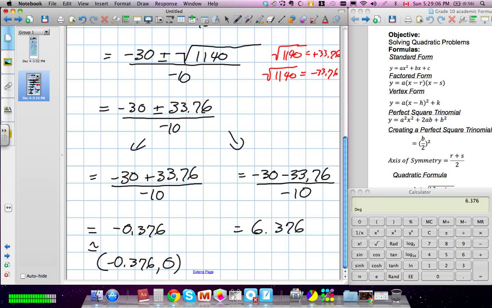Again, we could have rounded this one to approximately negative 0.4, and we could probably round this one to approximately 6.4. So our option would be 6.4 and 0. Now, is that one of our answers? Yeah. And it makes sense because we wouldn't go in a negative direction, right? We're looking for when it hits the ground, so we hit the ground at 6.4 and 0.